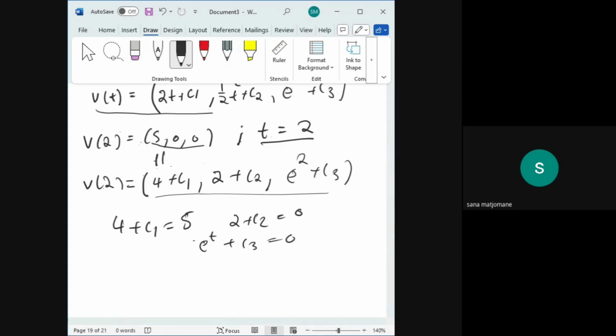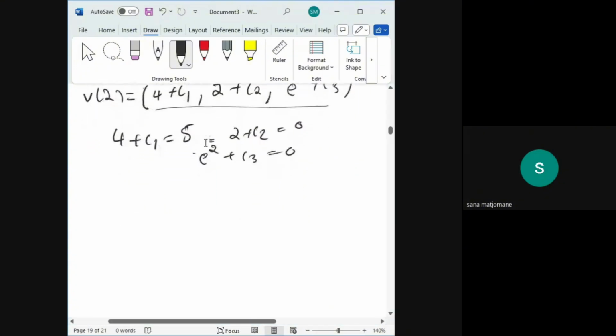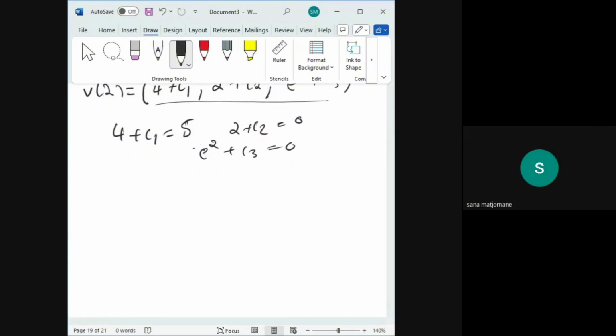It's 2 here. Does everybody agree with me? So we can solve them. How much is c1, guys? Fast solvers.